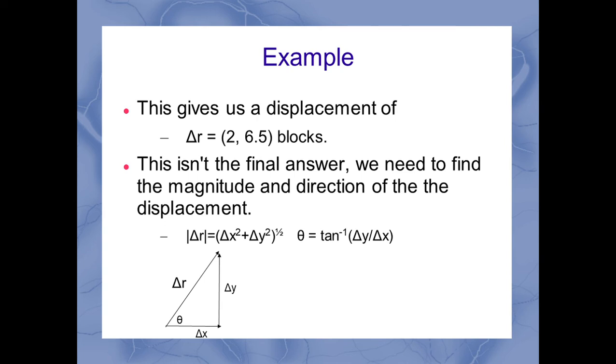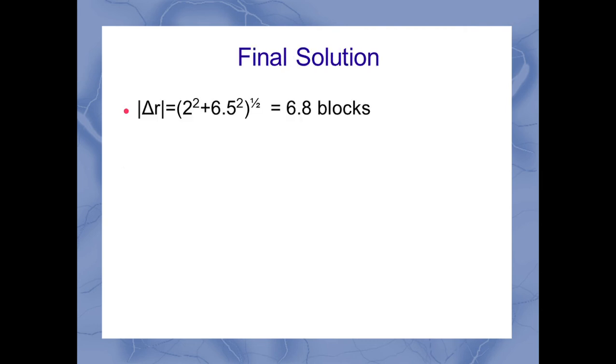And then by using the definition of tangent of the angle theta as the opposite over the adjacent, we can rearrange that with the inverse tangent to get the angle. So our solution, our overall displacement, is the square root of 2 blocks squared plus 6.5 blocks squared. That's 6.8 blocks. And our angle is 72 degrees rotated toward the north from the east.